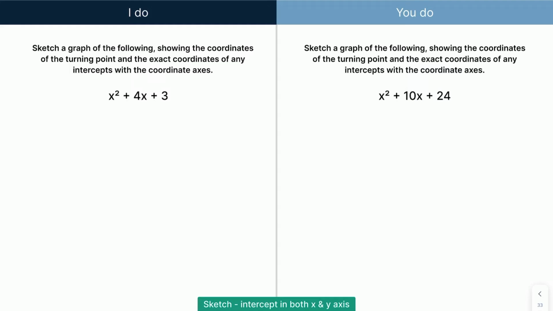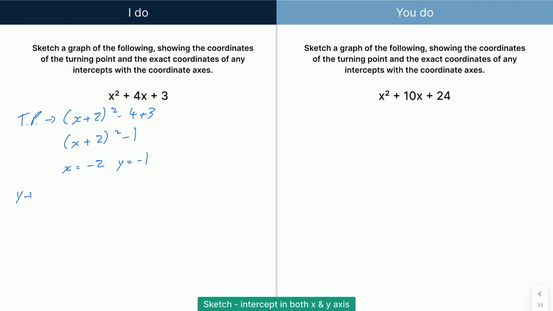So if you go ahead and just start with finding the turning point. So normally you need the turning point and the y-intercept, and you only need the x-intercept if the graph crosses the x-axis. So if we start off with the turning point, that'll be x plus 2 squared minus 4 plus 3, and that's x plus 2 squared minus 1. So the turning point coordinates are x is minus 2, y is equal to minus 1. So that's a turning point done.